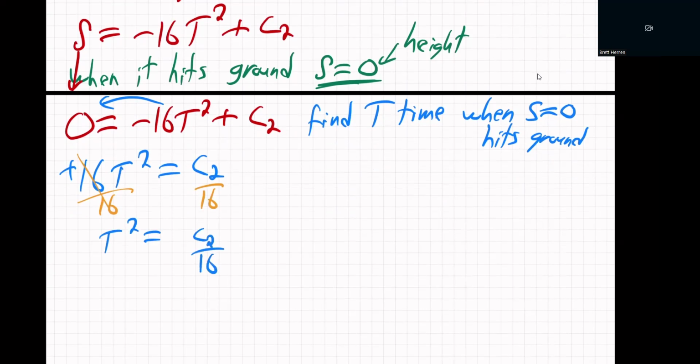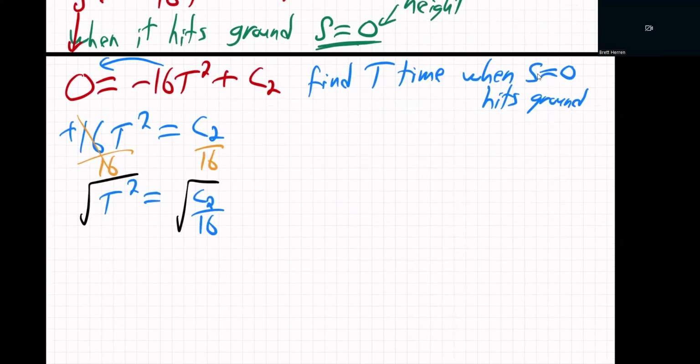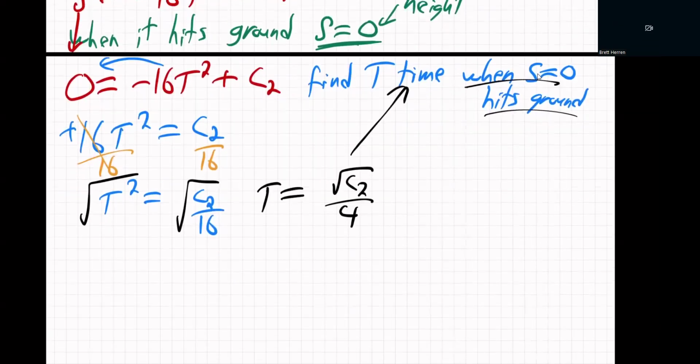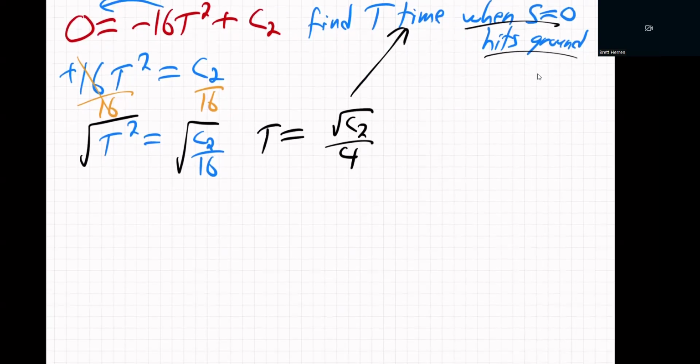C2 over 16, and square root it. We normally go up and down the ladder, but there's no such thing as negative time. So therefore, the time is the square root of C2 over 4, right? Square root of 16 on the bottom is just 4. That is the time when the stone hits the ground.